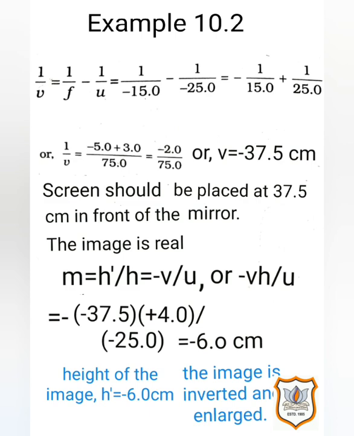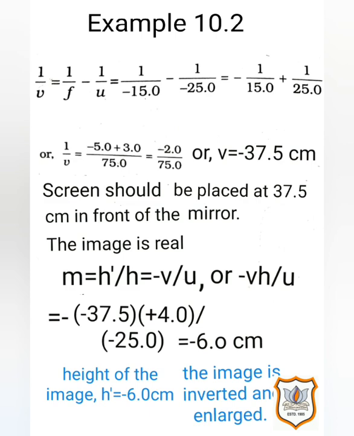So we can write 1 upon v is equal to, on taking LCM, minus 5.0 plus 3.0 upon 75.0, which will be equal to minus 2.0 upon 75. Or, this is 1 upon v, and on taking reciprocal, we write v is equal to minus 37.5 centimeter. So the screen should be placed at 37.5 centimeter in front of the mirror. Hence the image will be real definitely.